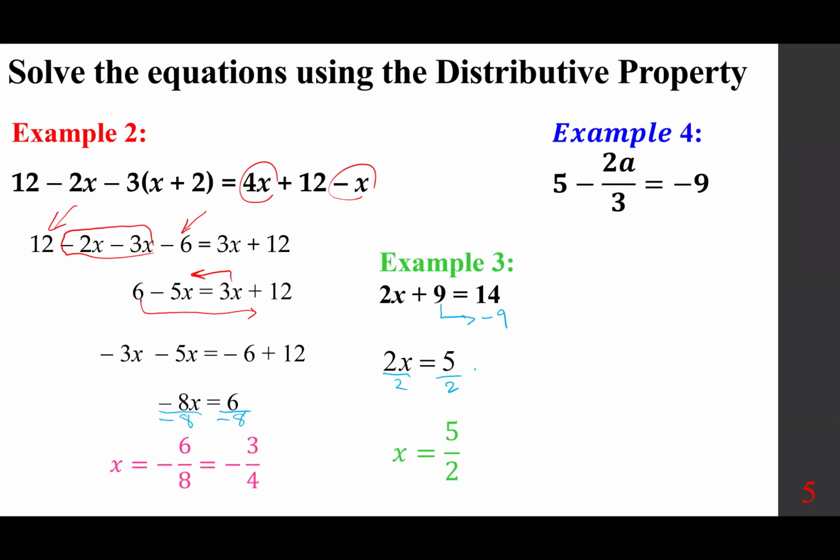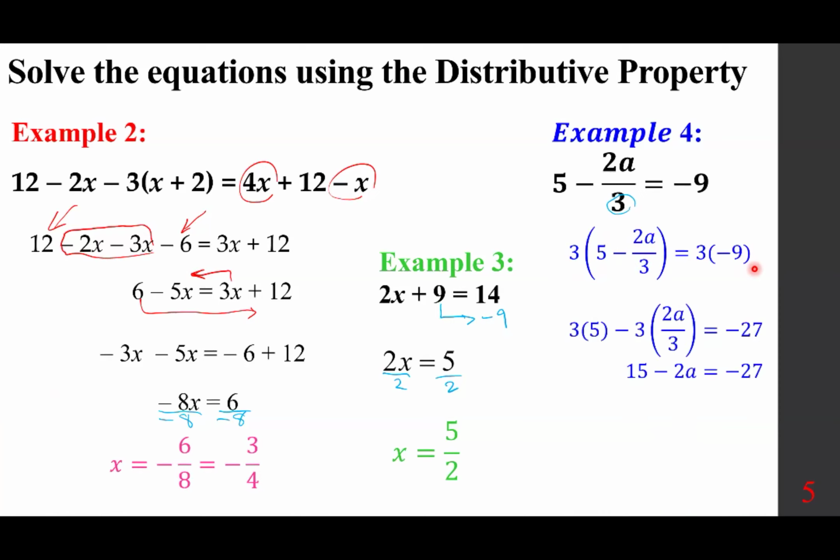A couple of ways to do that. You can move the 5 and then multiply both sides by the reciprocal of negative 2/3, or negative 3/2. Or generally speaking, when we deal with fractions, it's really a good practice to get rid of the denominator. So all you have to do is multiply both sides by this denominator 3. So when you do that, this gives you 3 times 5, which is 15. This gives you 3 times minus 2a over 3. The 3s cancel out. The right side is negative 27.